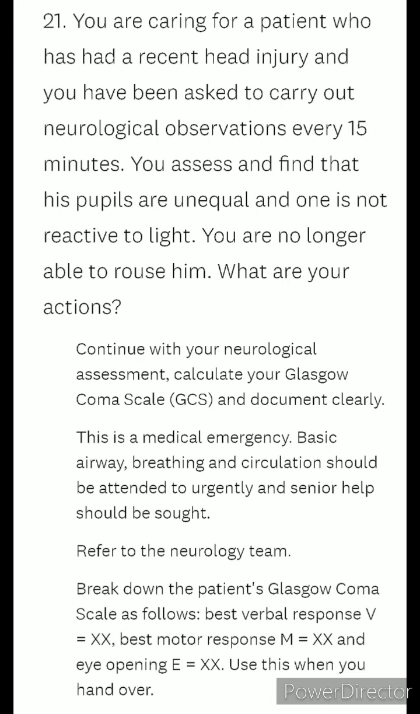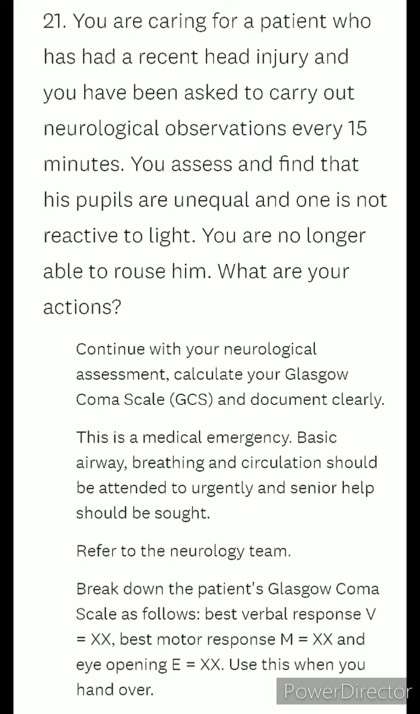Let's move on to question number 21. You are caring for a patient who has had a recent head injury and you have been asked to carry out neurological observations every 15 minutes. You assess and find that his pupils are unequal and one is not reactive to light. You are no longer able to rouse him. What are your actions? Option A. Continue with your neurological assessment. Calculate your Glasgow coma scale and document clearly.